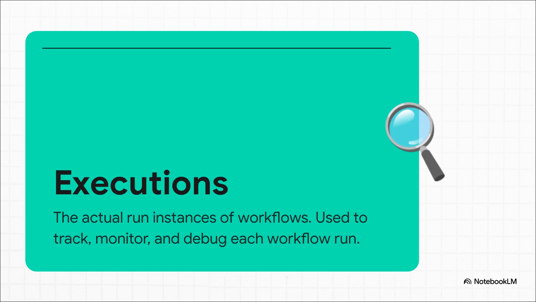Now this is where a huge DevOps need gets met. Observability. Every single time your workflow runs, it logs what's called an execution. This is your complete audit trail. It shows you exactly what ran, when it ran, and what the result was. For debugging and just making sure things are reliable, it's an absolute lifesaver.